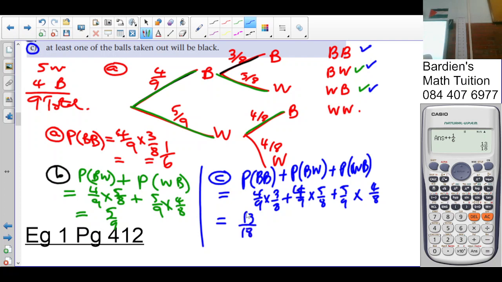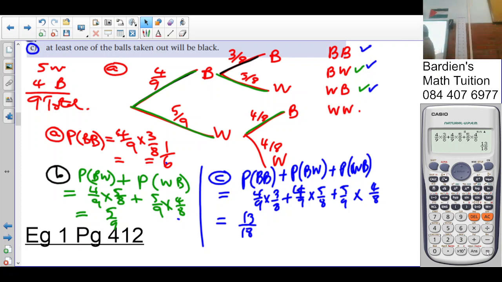Now, if you hadn't done these two calculations prior to that, you should have said 4 over 9 times 3 over 8 plus 4 over 9 times 5 over 8 plus 5 over 9 times 4 over 8. That gives you 13 over 18. Okay, can you see that, people?